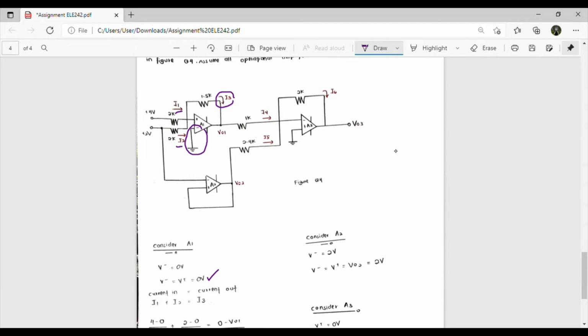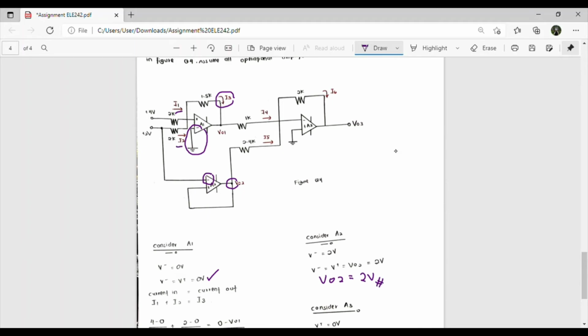Okay. Then we consider A2. We need to observe it too. Then we see that at the negative side it is connected to 2 volt. So it means that V minus is equal to 2 volt, right? So V minus is equal to V plus, which is equal to 2 volt. Here we know that V node 2 is equal to 2 volts.